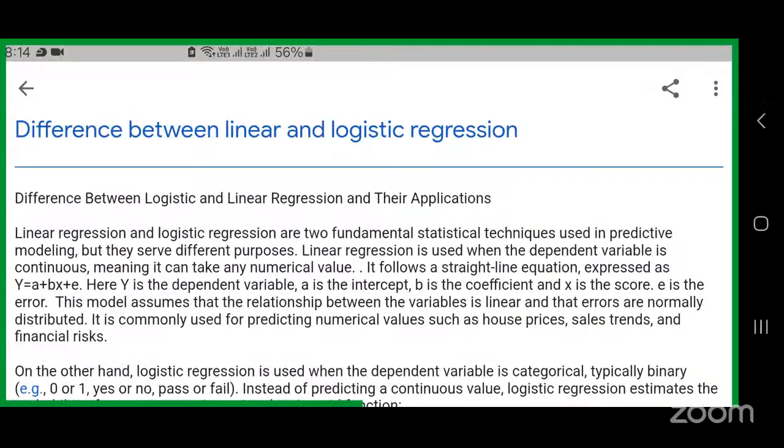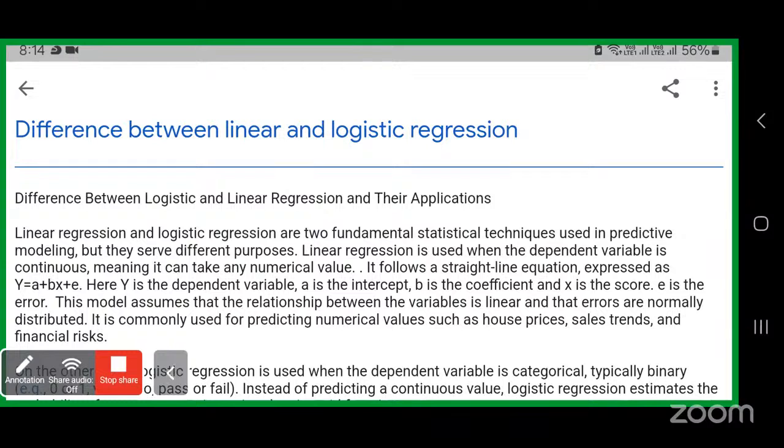So linear regression and logistic regression are two fundamental statistical techniques used in predictive modeling. When we are talking about regression, it is used for prediction purposes, but they serve different purposes also. For example, the classification.